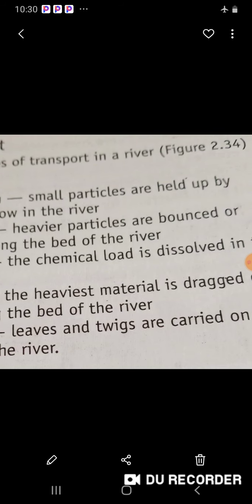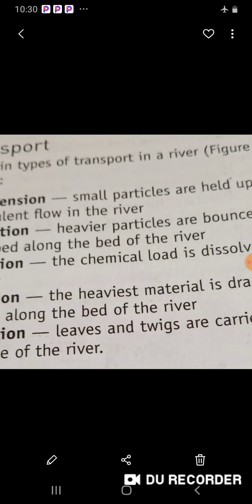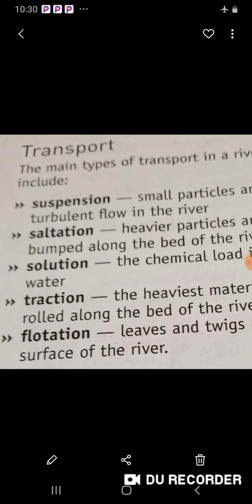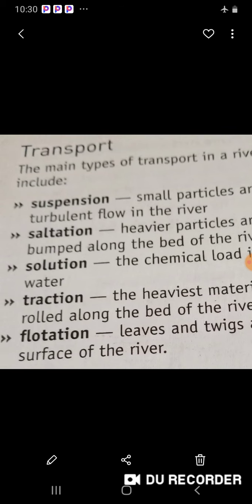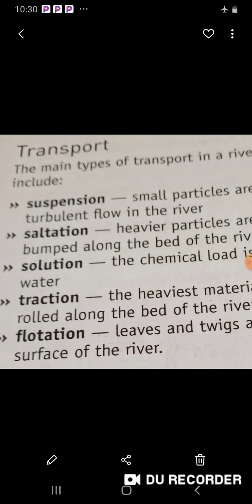Solution. Now, the chemical part of the load: as the load is being taken, there are some chemicals within that particular load. The chemicals are being dissolved in the water. As the chemicals are being dissolved, you can see that this is the one which is called solution.